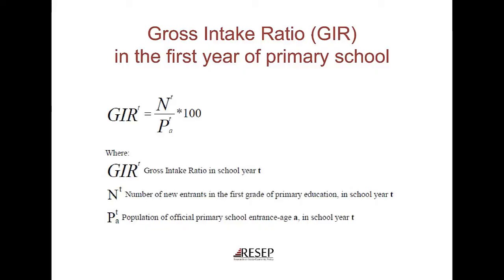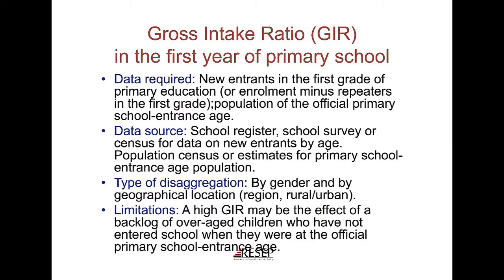Here we are combining now. The number of new entrants, the Ministry of Education would have that information, but you would need to know the population of everybody in that age group to calculate this indicator. And again, you can disaggregate by gender and location.